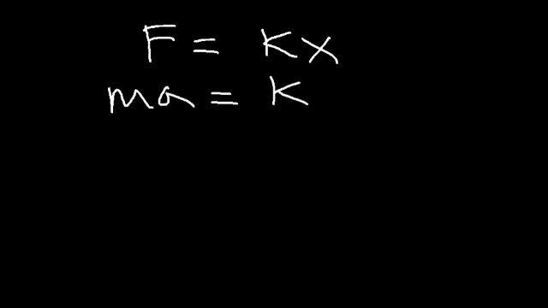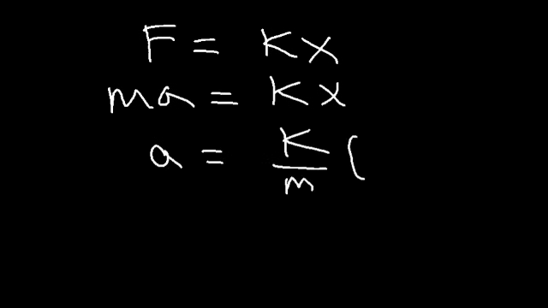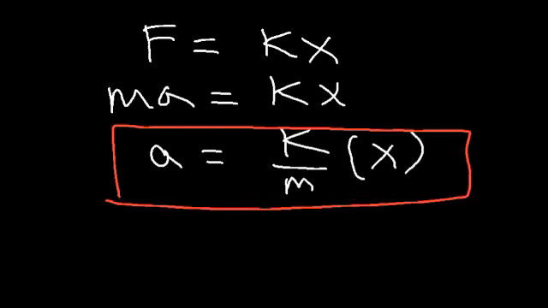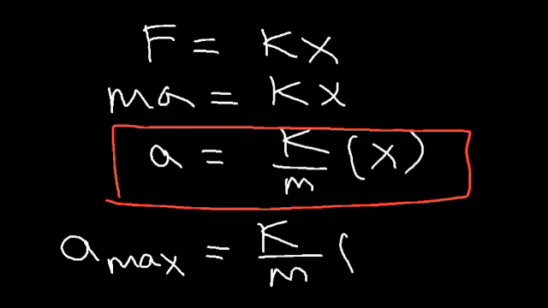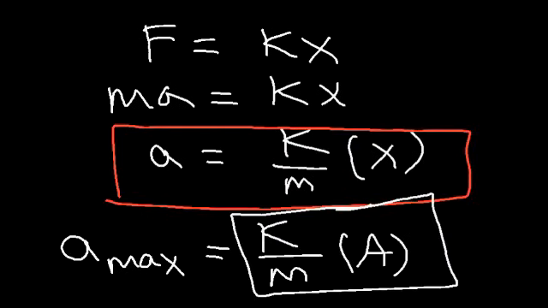What about the acceleration? How can we find the maximum acceleration? We know that F is equal to kx. And according to Newton's second law, F is ma. So what we need to do is divide both sides by m. So k divided by m times x is equal to the acceleration at any point. So that's the acceleration as a function of x. Now, the acceleration is at its maximum value when x is the maximum, which is the amplitude. So the maximum acceleration is k times a over m.